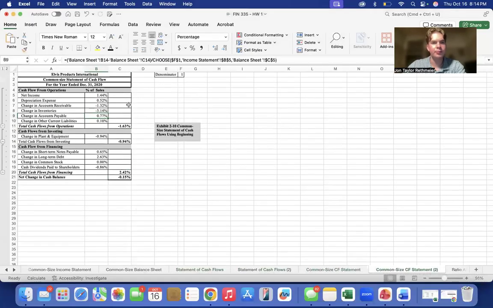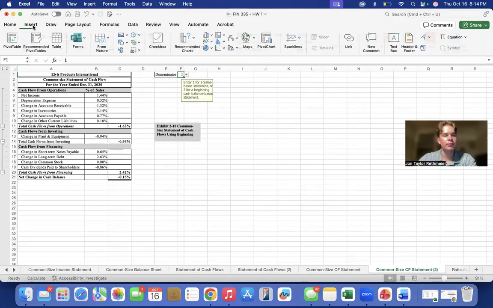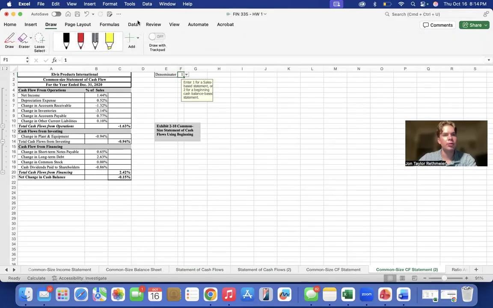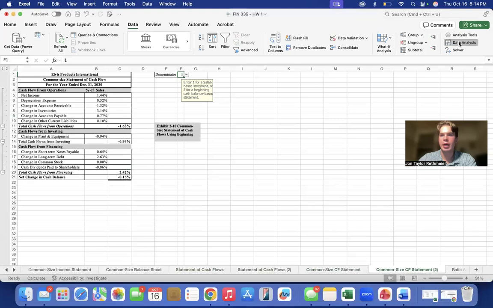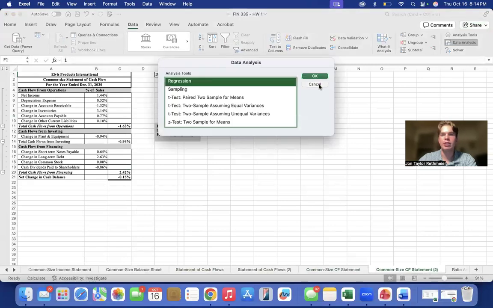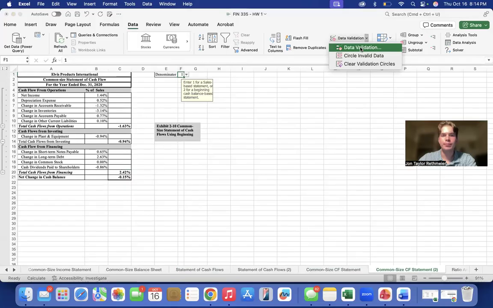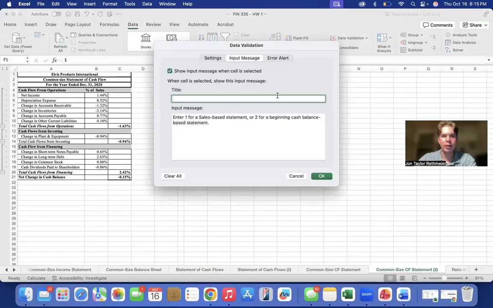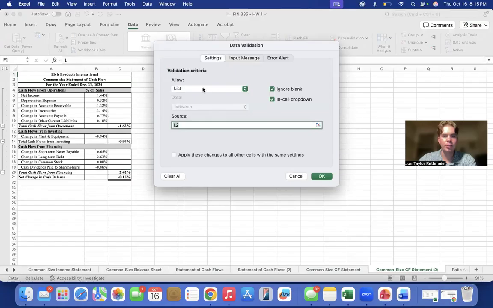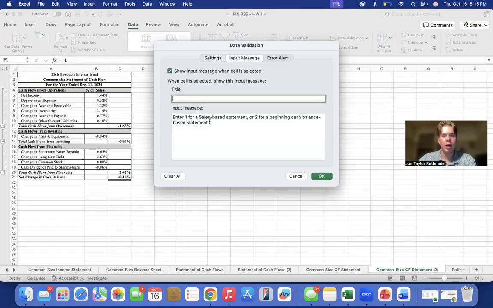All right, here. So to start off, we first go, I'm going to move my face right here. We go to data and then data validation. And then we do list, and then we did sources one or two. So that is what we put in.